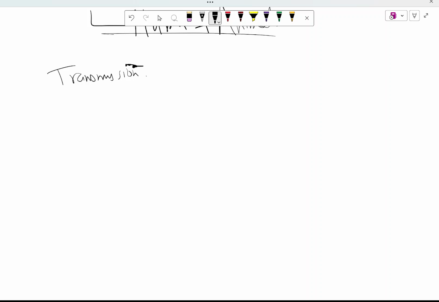Salmonella has flagella. So let's discuss the pathophysiology. Fecal-oral route.